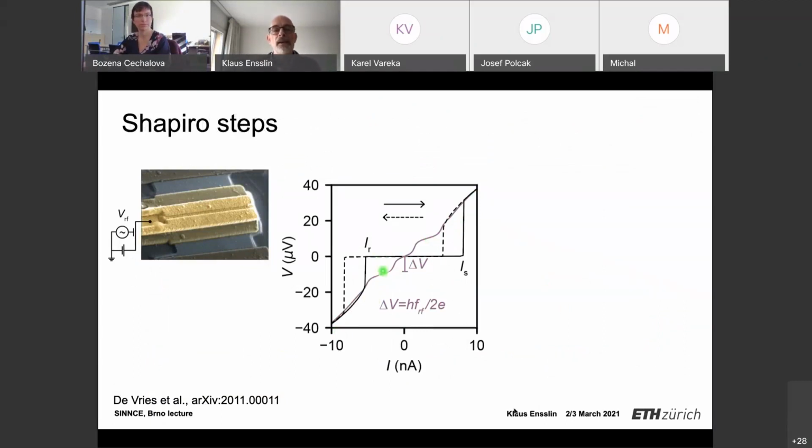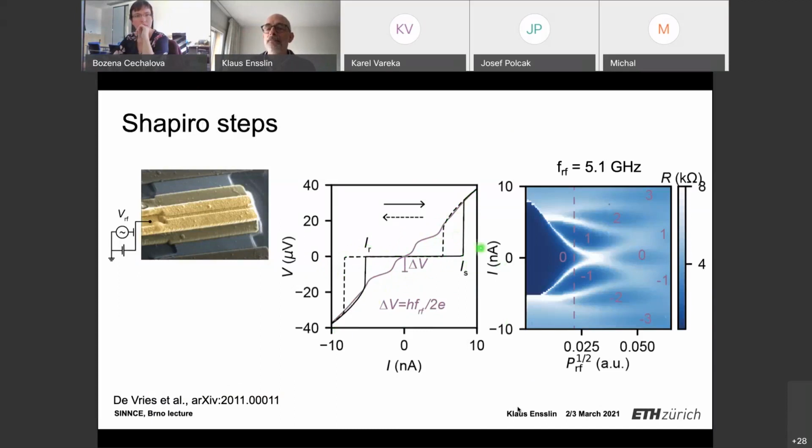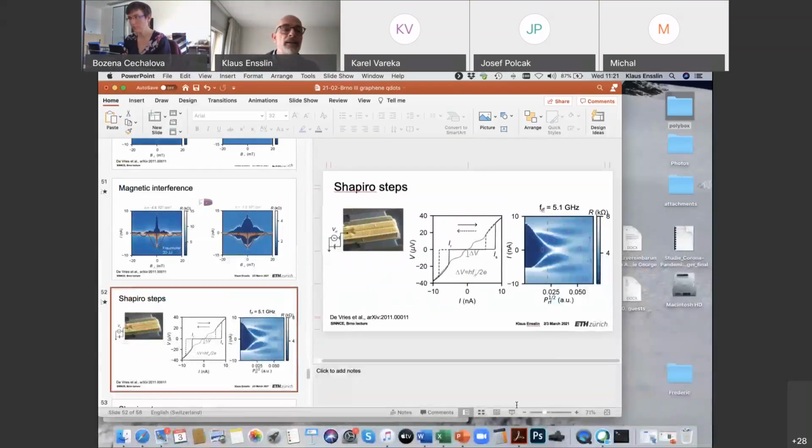So you see that the current can flow without any voltage over a finite range until you come to the saturation current. And you see these steps here that are related to Shapiro steps if you apply high frequency. And here is the map as a function of the power of the high frequency, and these are Shapiro steps. So it's completely disconnected from the quantum dots I talked about before, but it shows you the power that is in this graphene system, that you can play with the technology and you can actually make superconducting devices, quantum dot devices, and then you can dream ahead and say, let's combine that.